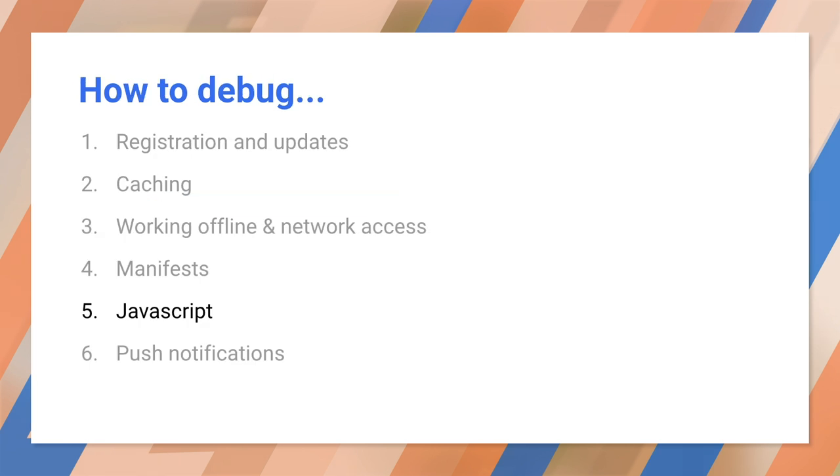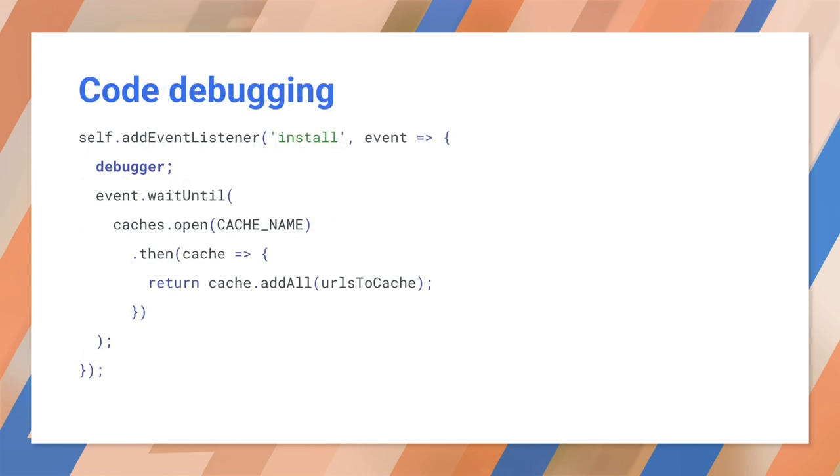Now, what happens when you need to actually debug something? You may get an error loading the service worker or a runtime error. Let's look at the tools and a couple of the common bugs that you might encounter. There are two ways to set a breakpoint. The lesser known one is to add a debugger statement to your code.